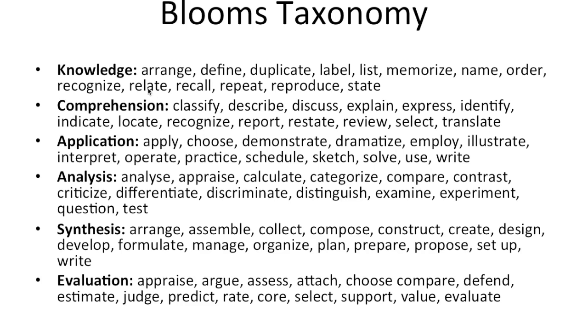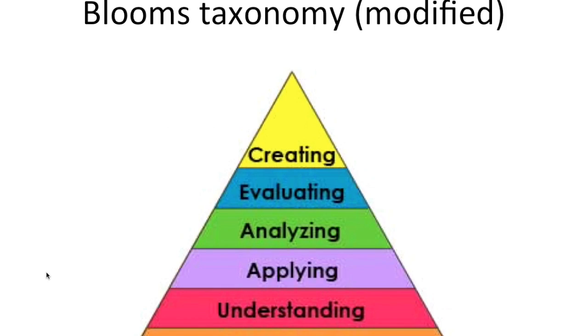So some of the words that come out here: knowledge, defining, duplicating, listing, memorizing. You get down to analysis, and analyze, not surprisingly, is a word there. Calculate, categorize, compare and contrast. Evaluation, right up the top there. You're looking at defending positions, judging outcomes, judging situations, predicting events, supporting particular positions. So you can see that there's quite a significant change in cognitive skill required from the knowledge level to the evaluation level. Bloom's taxonomy is not the only form that's like this.